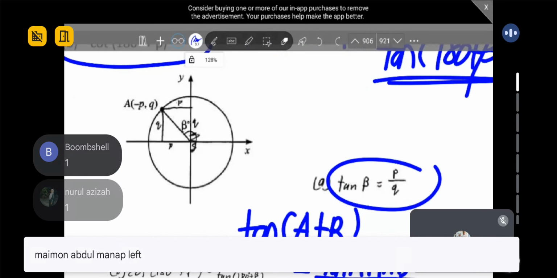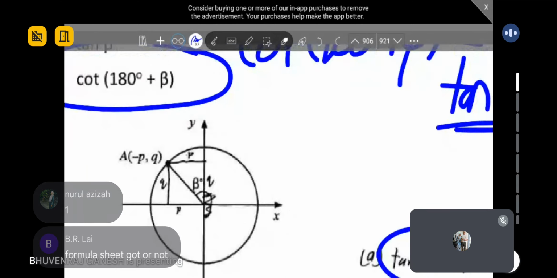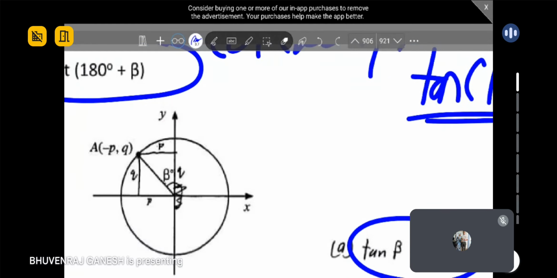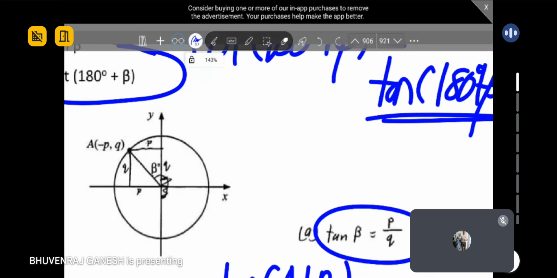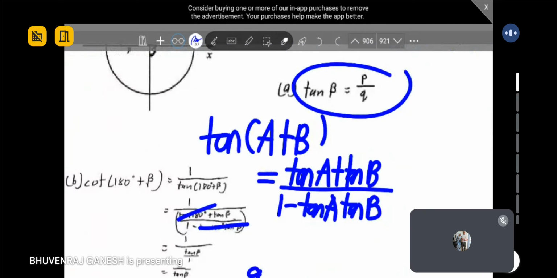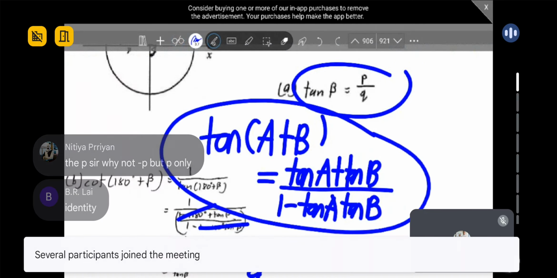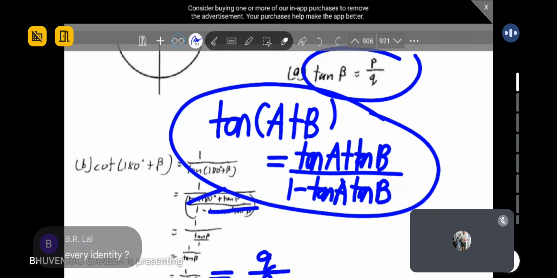It is the simple concept only, guys. Opposite over adjacent. Okay, bertentangan bahagi bersebelahan saja. Equal to tangent. Formula sheet, I don't have here. You mean this one, is it? This formula will have in the formula sheet. So no need to memorize this one.